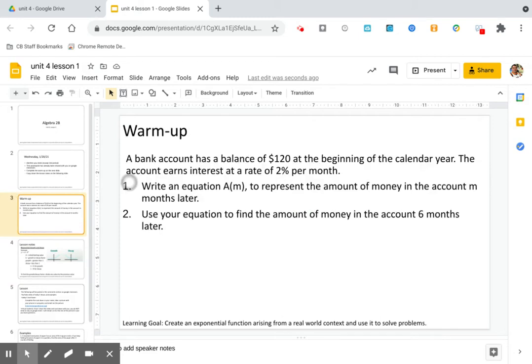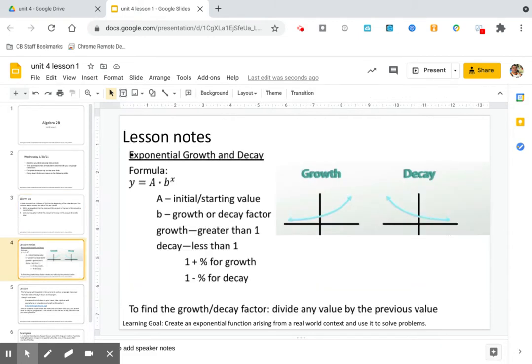Right here we have our exponential growth and decay formula, A times B to the power of X. So just remember that A is your initial or your starting value. And I talked about this yesterday. B is your growth or decay factor. So if you are growing, then that means that your growth factor is greater than 1. If you're decaying, if you're going down, then your growth factor is less than 1. And I also talked about how to find the growth or decay factor if you are decreasing.